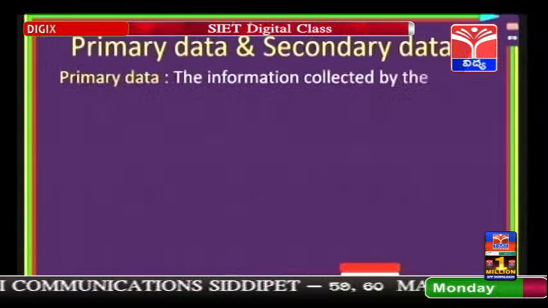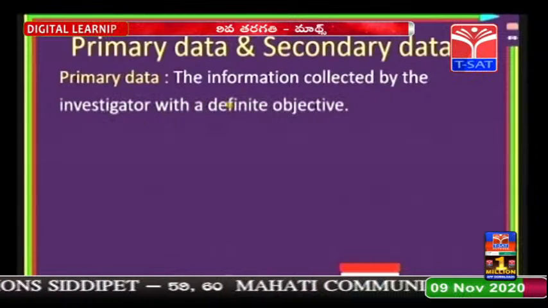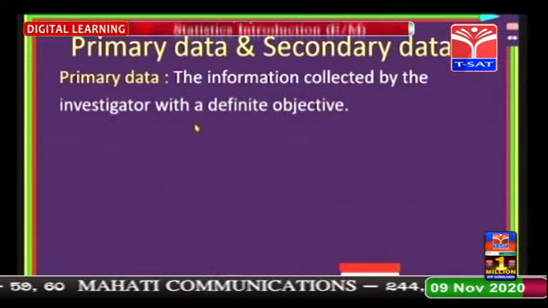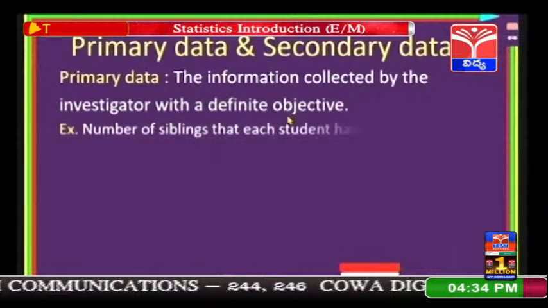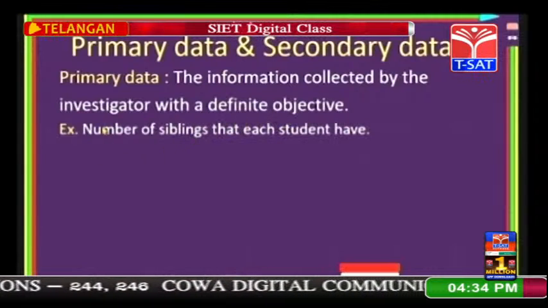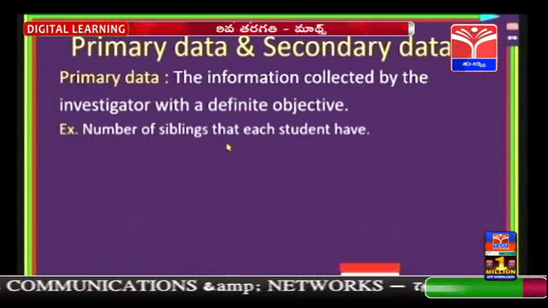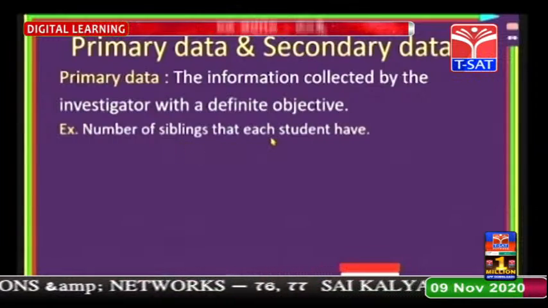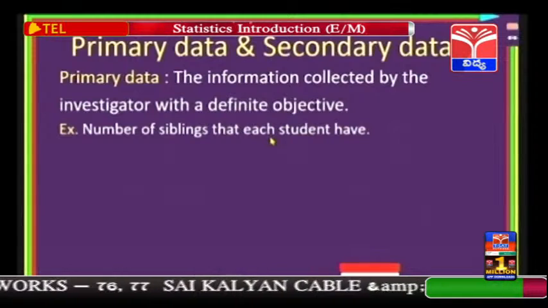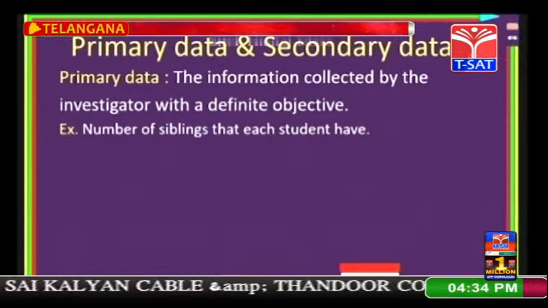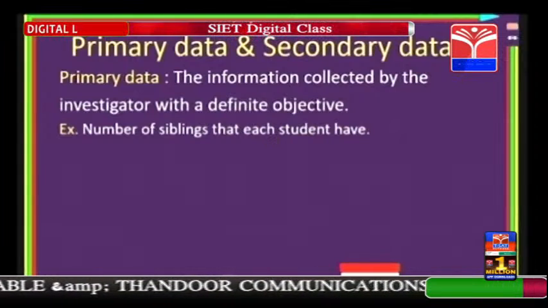Next, what is primary data? The information collected by the investigator with a definite objective is called primary data. The example for primary data is the number of siblings that each student has. In this case, the information can be collected by inquiring each student directly. So, this is primary data.